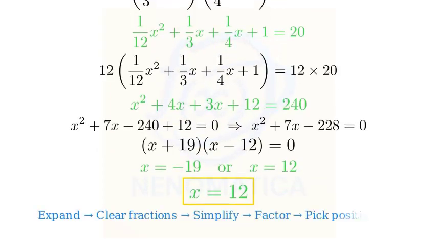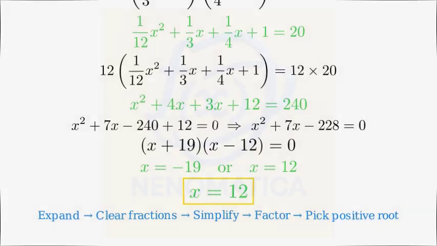Recap: we expanded, cleared fractions, simplified to a quadratic, factored, found both roots, and selected the positive one. The positive solution is 12.